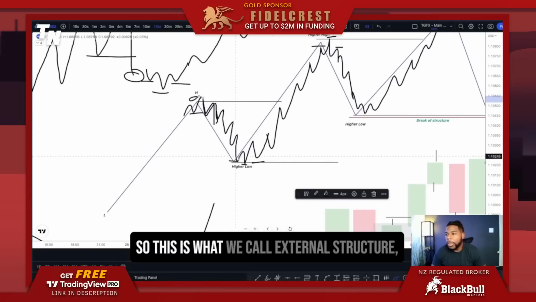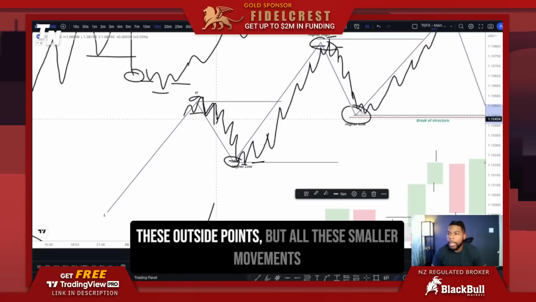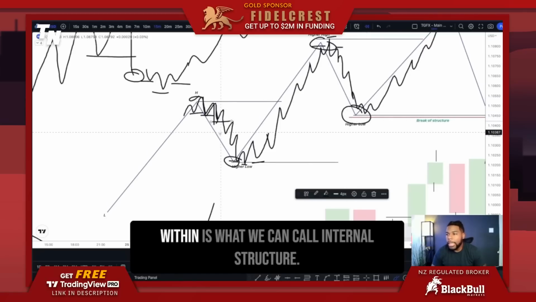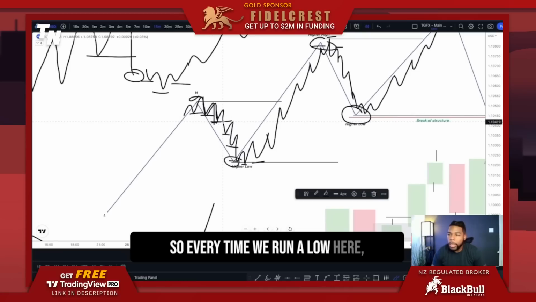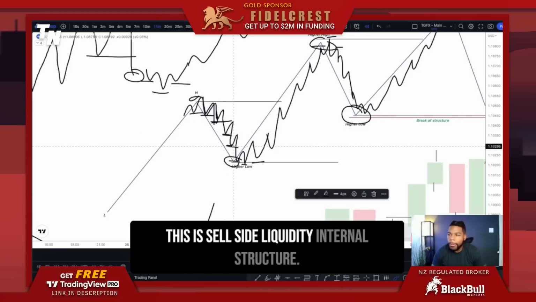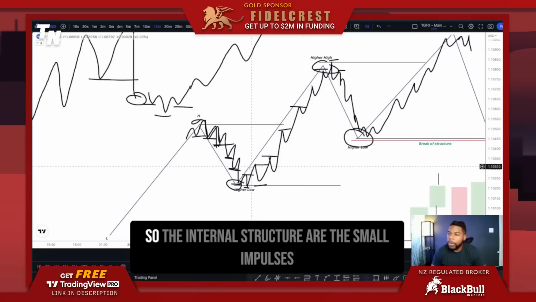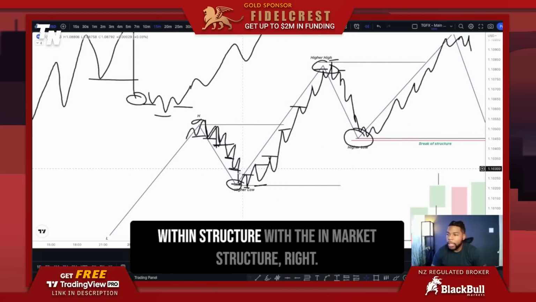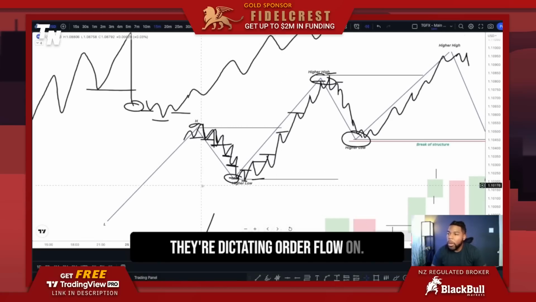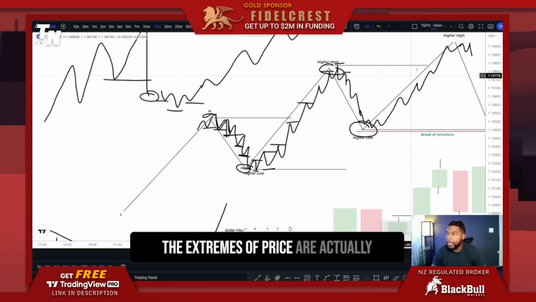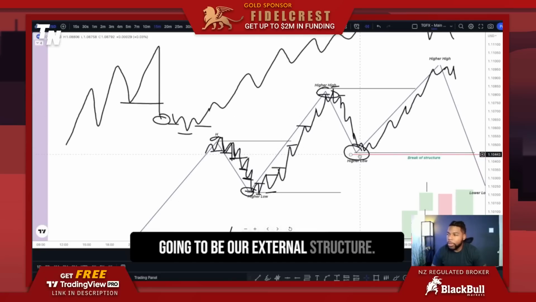Now, there's also internal structure. This is what we call external structure, okay? These outside points. But all these smaller movements within is what we can call internal structure. So every time we run a low here, this is sell side liquidity, internal structure. The internal structure are the small impulses within market structure, right? They're dictating order flow. The extremes of price are going to be our external structure.